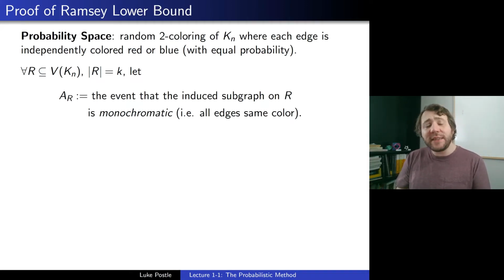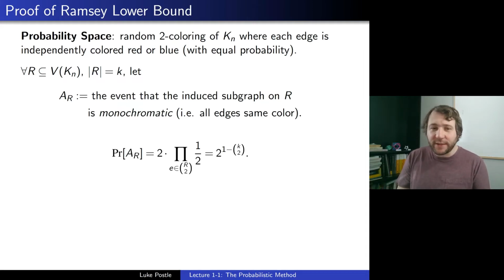What's the point of that is you can think of these as the bad events, right? We want to construct a coloring, and this would be bad. We want to avoid these monochromatic cliques, and so we'd like to avoid these so-called bad events. To do that, let's look at the probability of one such event. So for a fixed R, the probability of A_R is 2 times the product over the edges in R choose 2 of 1/2. Why is that? Well, you have two colors, so that's where the first 2 comes from, red or blue. And then once you've decided on the color, you need each edge to be that color. And that happens with probability half. Those events are independent. And so we take the product and find the answer that it's 2 to the 1 minus k choose 2. So that's the probability of A_R.